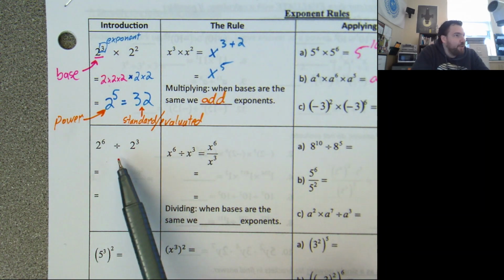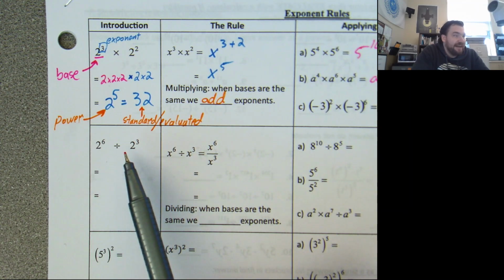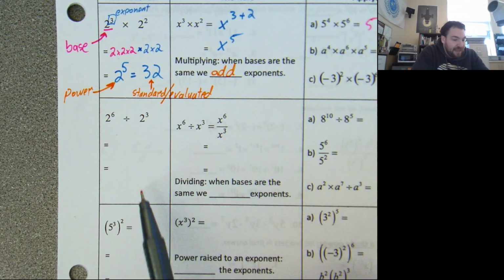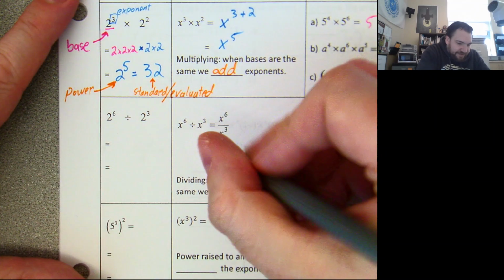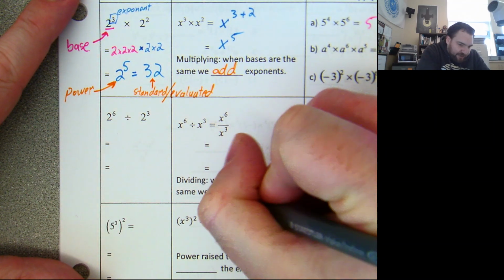The next one we looked at was the quotient rule. A quotient means we're dividing. Yes, Jared, you are right. When bases are the same and we are dividing, we subtract exponents. Let's prove it.